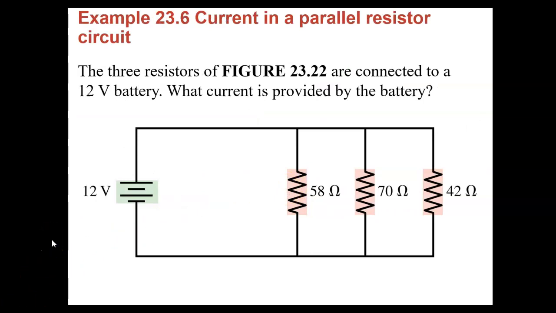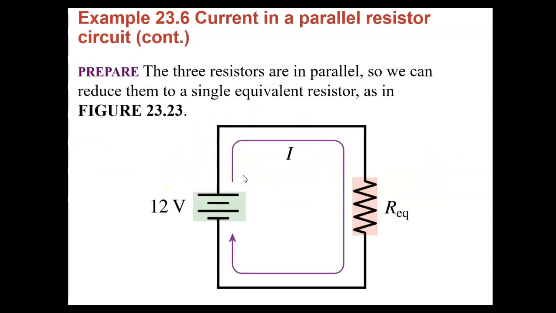Okay, so now what we're going to do is you have these 3 resistors. They're connected to this 12-volt battery in parallel. We're going to figure out the current provided by the battery for this circuit. So we can reduce them to a single equivalent resistance, so we've got to do that first.